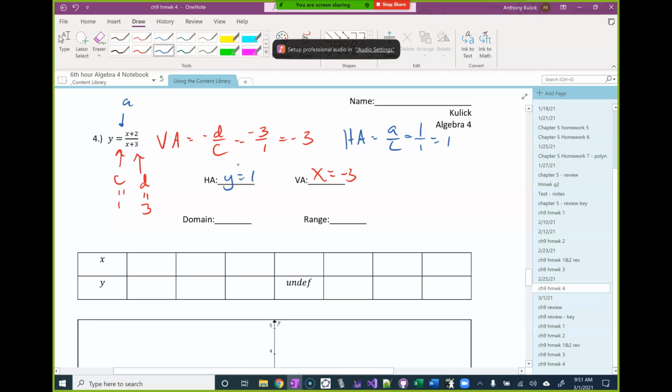If I plug -6 in, that gives me -4 over -3, so that's like 1.3. If I plug -5 in, that gives me -3 over -2. If I plug -4 in, that gives me -2 over -1, so 2. If I plug -2 in, that gives me 0 over 1. If I plug -1 in, it gives me 1 over 2. If I plug 0 in, that gives me 2 over 3.